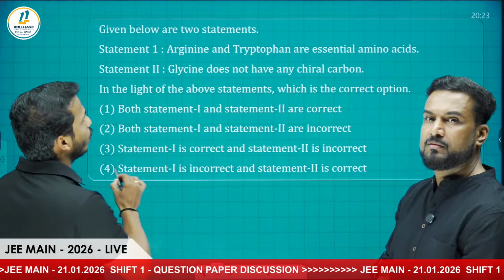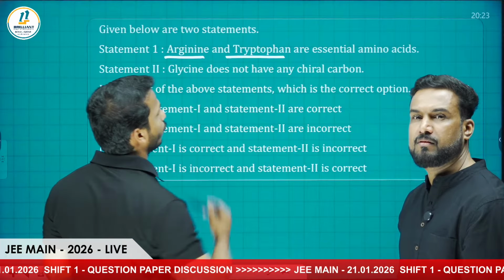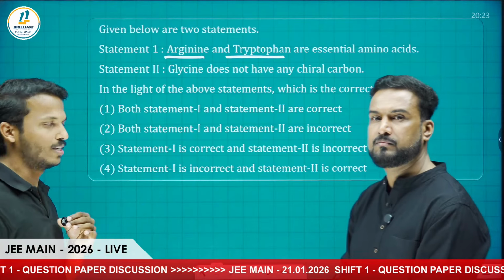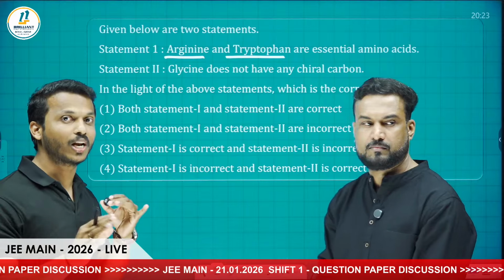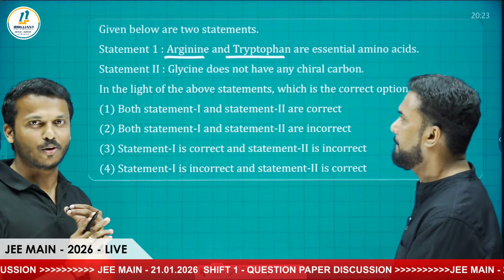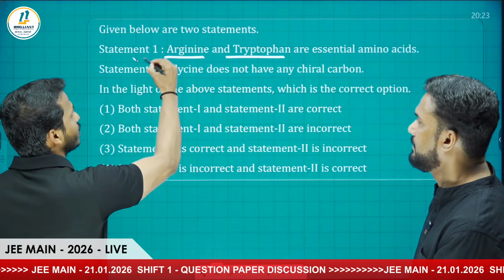And in biomolecules, arginine and tryptophan are essential amino acids. We should know the list of essential amino acids and non-essential amino acids. And it's a correct statement.